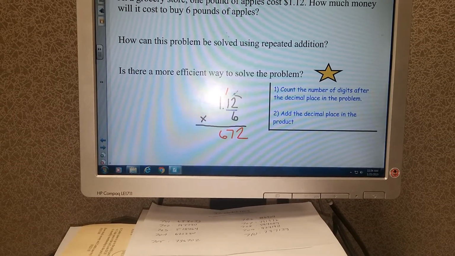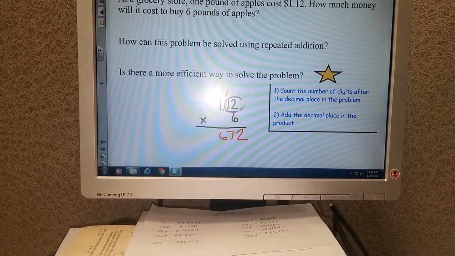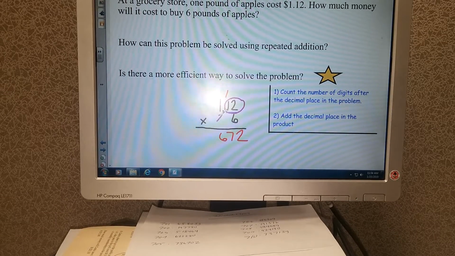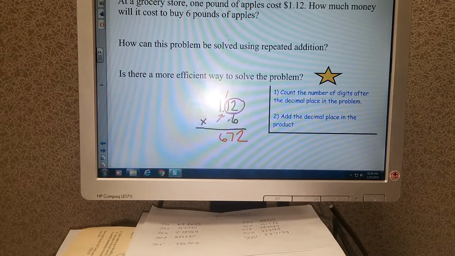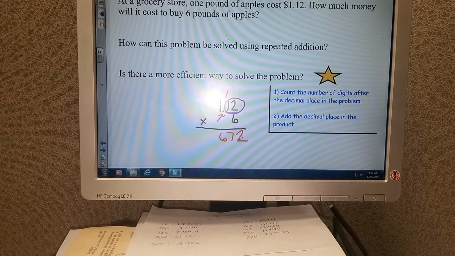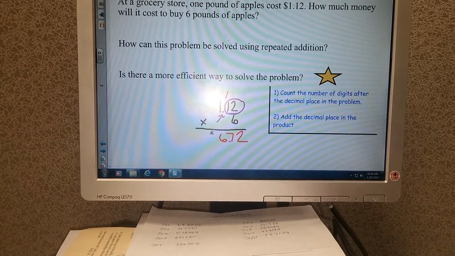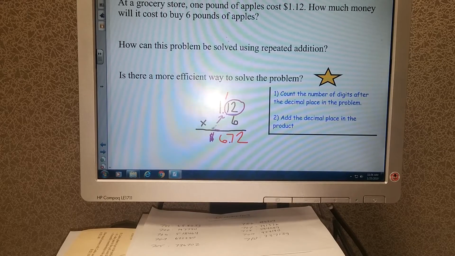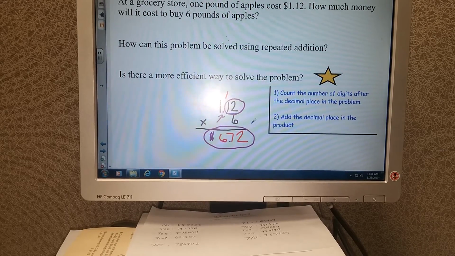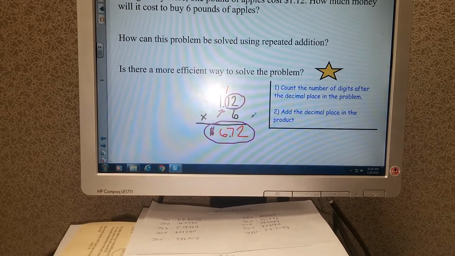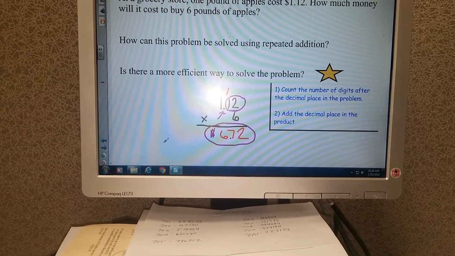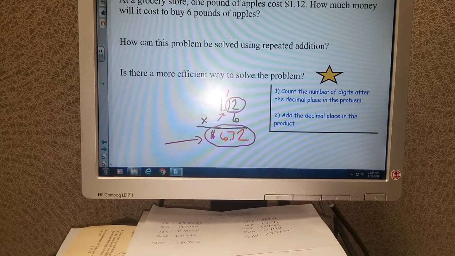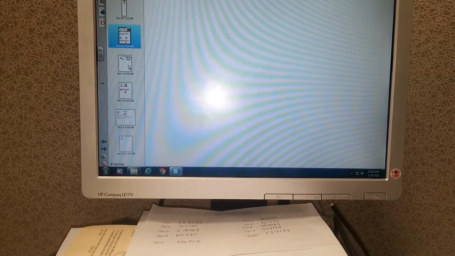So when we look at this problem, we have 2 digits after the decimal place. Here's our decimal place right here. The 1 and the 2 are both after it. There's no decimal place here. So our final answer, we must move in 2 places, 6.72, and in this situation that represents $6.72. That's a very reasonable amount, and if you were to do $1.12 added up 6 different times, that is exactly what you'd get.